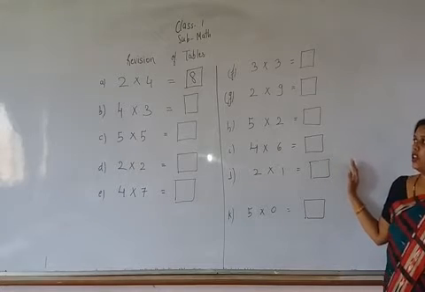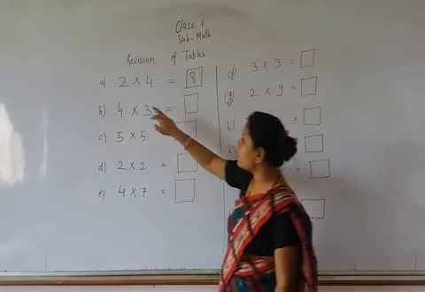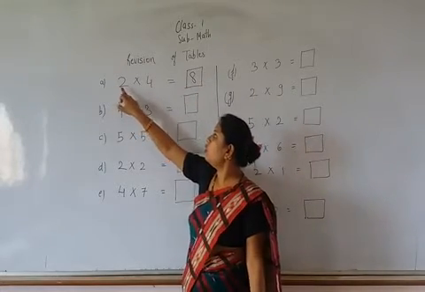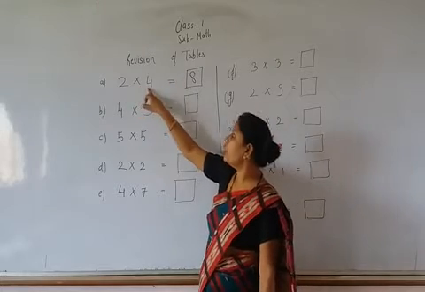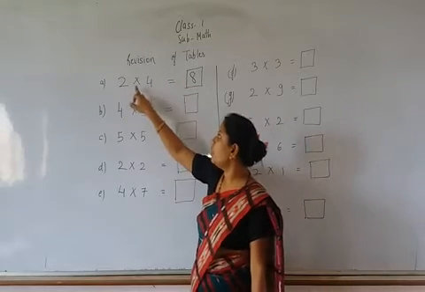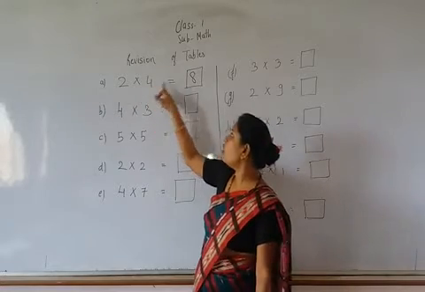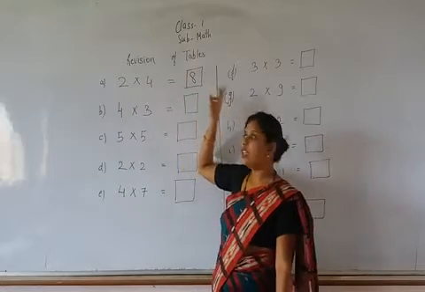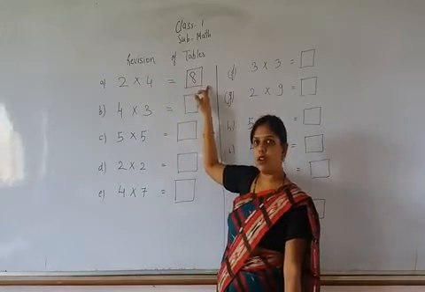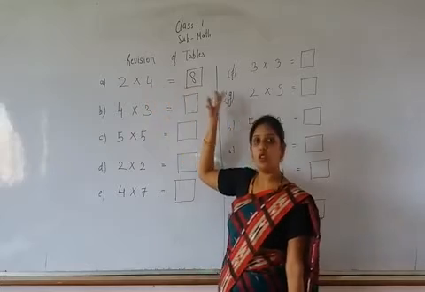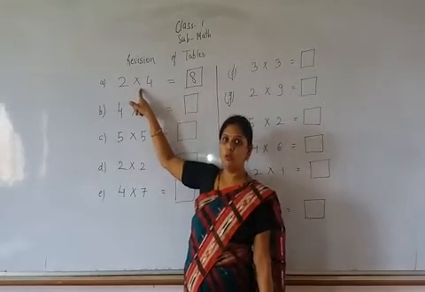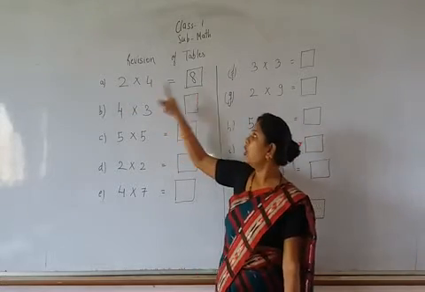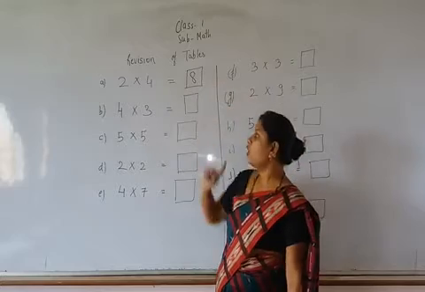We have written the questions. Now let's write the solution. I have already done the first, but again we will revise it. 2 4s are, 2 into 4. We can read it as 2 into 4 or 2 4s are. There are two ways of reading this question. 2 4s are 8, or 2 into 4 is also 8. This is the sign of into, or multiplication.